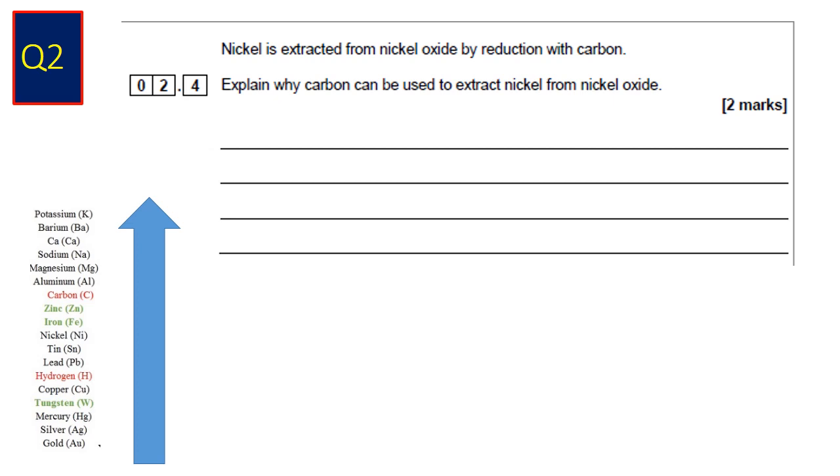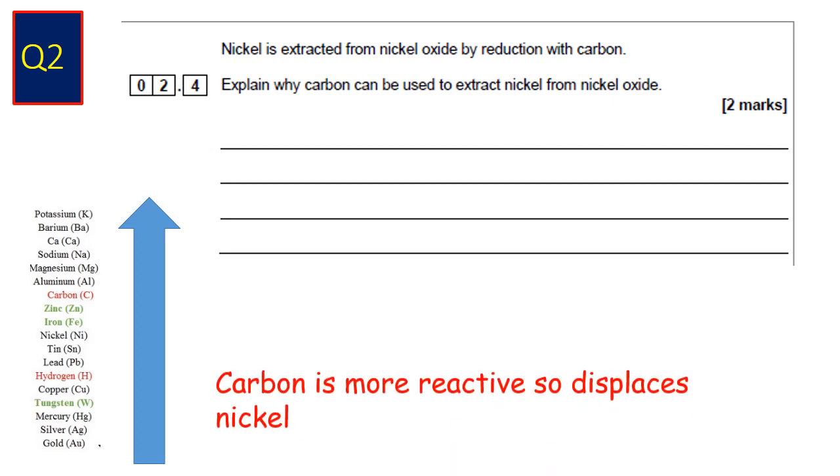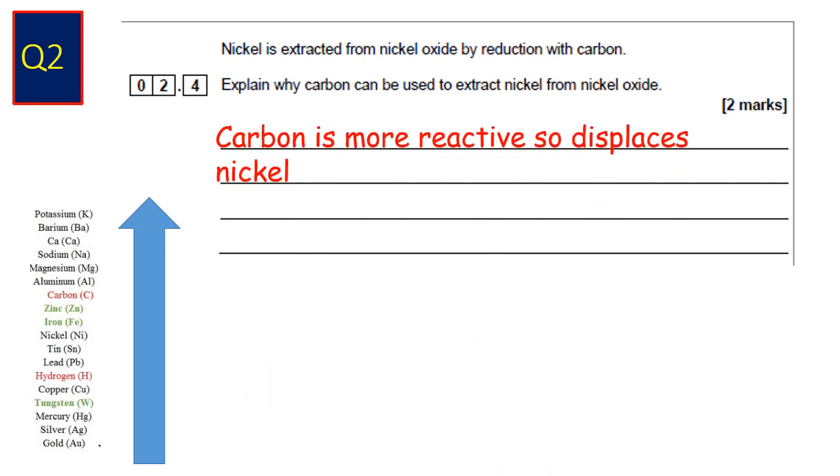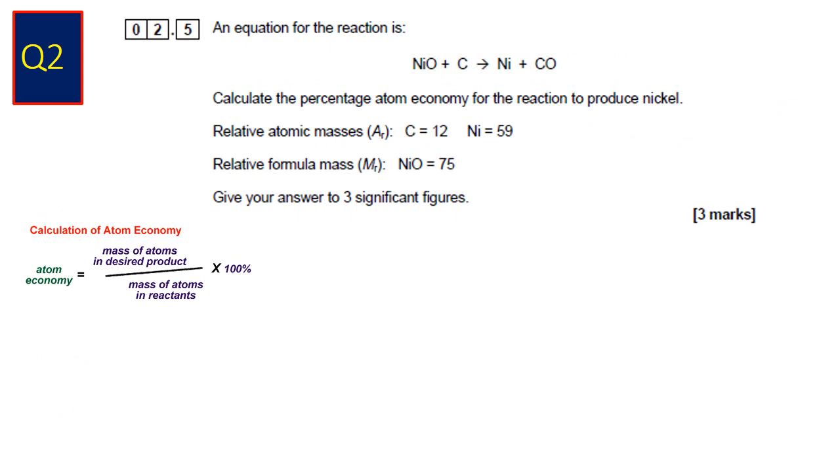So we're now going back to C4. Nickel is extracted from nickel oxide by reduction with carbon. Explain why carbon can be used to extract nickel from nickel oxide. So looking at the reactivity series, you can see that carbon is more reactive than nickel, and this means that it can displace it. And so, with 1 mark saying that carbon is more reactive, the 2nd mark is for saying that it displaces nickel.